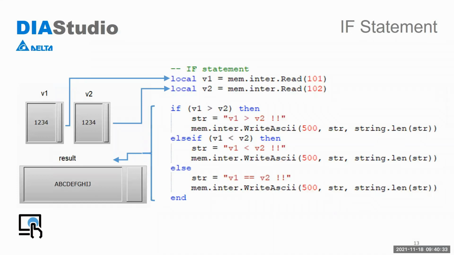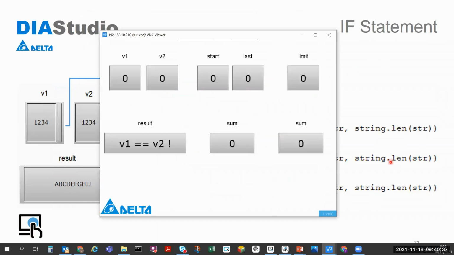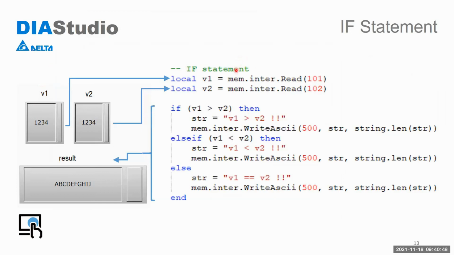So you can see here what I have in my real HMI. As long as these two variables are equal at 0, this is the text that I'm showing. The program is doing: if B1 is bigger than B2, no. Else if B1 is smaller than B2, no. Else, it enters that point and shows this message, B1 equal to B2.